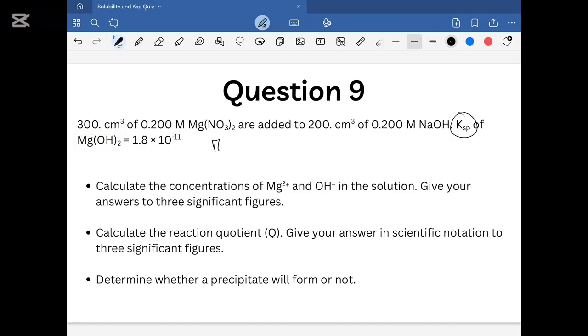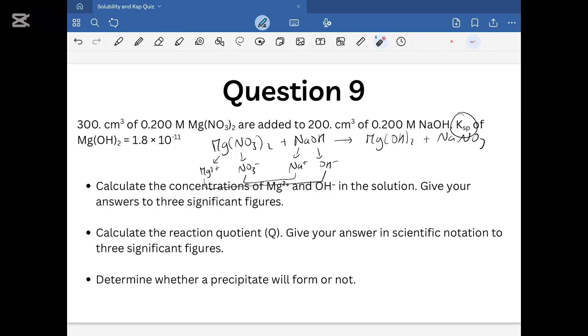So in order to determine the precipitate, I have to first find out the products. Where we have magnesium nitrate reacting with NaOH, the ions are Mg2+ and NO3-, and I have Na+ and OH-. Now, Mg2+ is going to react with the OH- and Na+ with NO3-, and we're going to have Mg(OH)2 plus NaNO3. Without balancing, there's no need to balance. I just want to know the precipitate that's formed in this case.